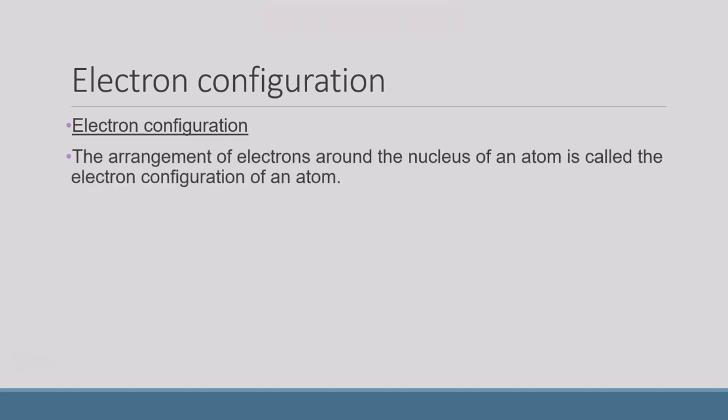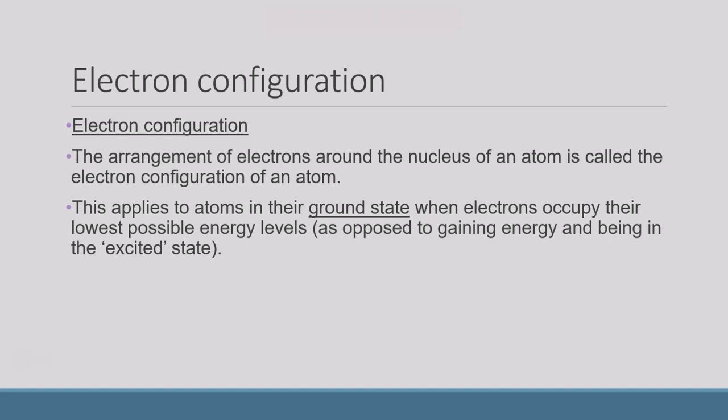So the arrangement of electrons around the nucleus of an atom, that's called the electron configuration of an atom. And when we provide the electron configuration of an atom, it automatically applies to an atom in its ground state, not in its excited state. So it hasn't gained energy and moved up energy levels. It is in its normal ground state.